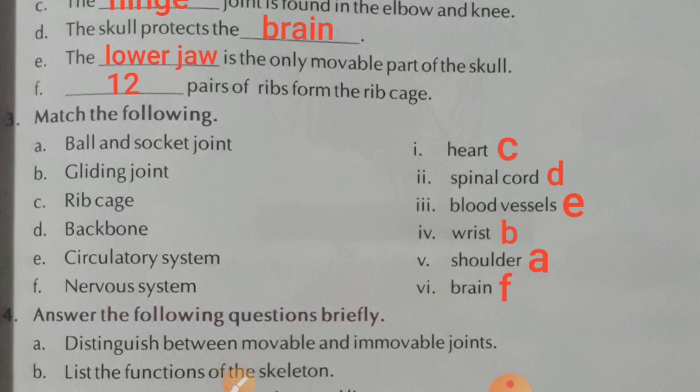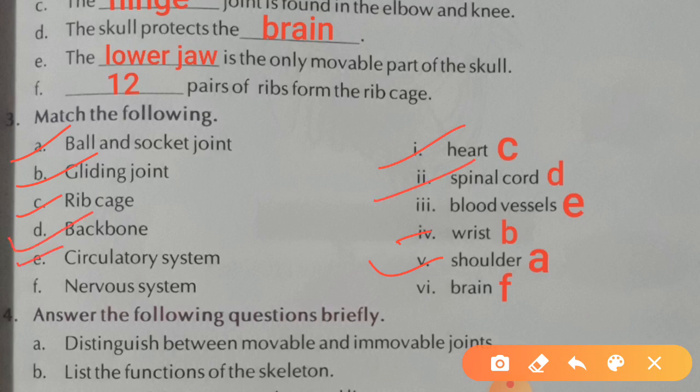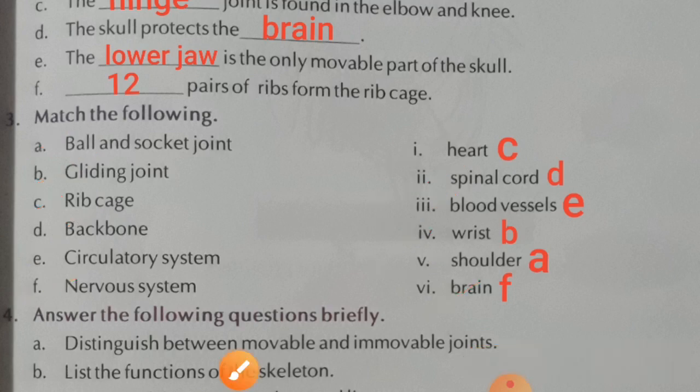Match the following. So your first is ball and socket joint, and the answer is shoulder. Gliding joint, answer is wrist. Rib cage, answer is heart. D, backbone, answer is spinal cord. Circulatory system, blood vessels, and the F, nervous system, is brain. So this is the answer of match the following. So students, your exercise of this chapter is over.